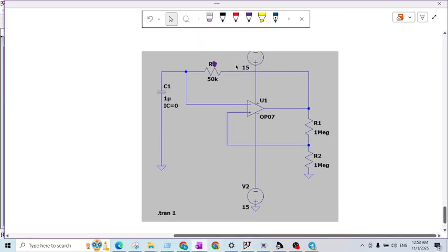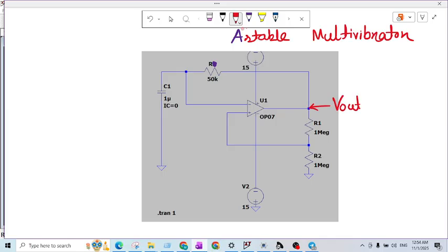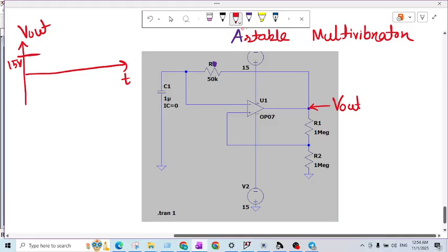Actually, this circuit is called astable multivibrator circuit. And why this is called astable multivibrator, you can understand it later. So let's say that this is the output voltage V out, and let's draw a waveform here. Let's say when you switch on this circuit, initially V out is equal to, let's say, positive 15 volt. That means the V out is positive. Just assume that.